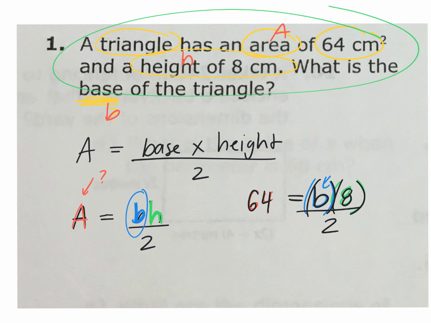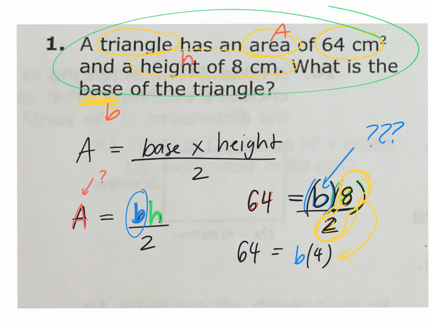We're trying to figure out B. How on earth do we do this? You have on this side of the equation an 8 divided by 2 times B, right? Can you simplify this 8 divided by 2? What is 8 divided by 2? So can I write this as 64 equals B times 4? What's 8 divided by 2? 4. I've just simplified that.